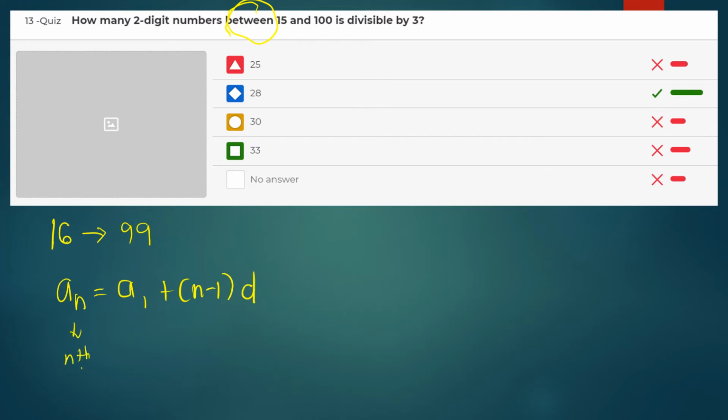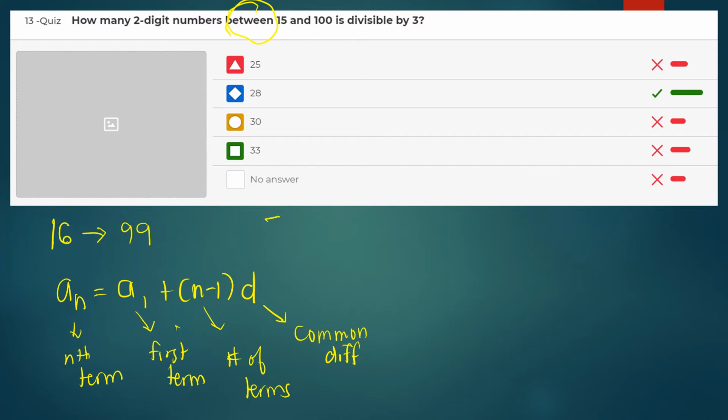Wherein a sub n is the nth term, a sub 1 is the first term, n is the number of terms, and d is the common difference. Okay? We know that in an arithmetic sequence, there's a constant value that is added to get the next term. Let's say, for example, we start with 7, and the common difference is 3. So that will be 7, 10, 13, 16, 19, and so on.